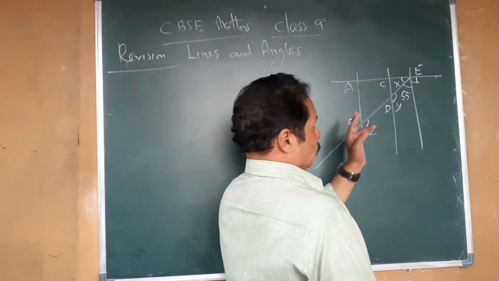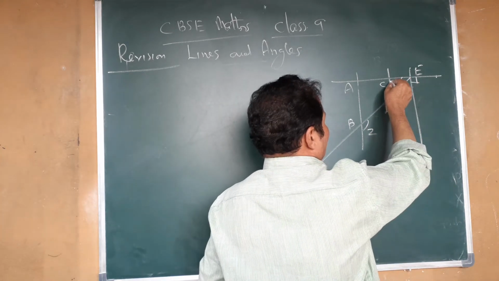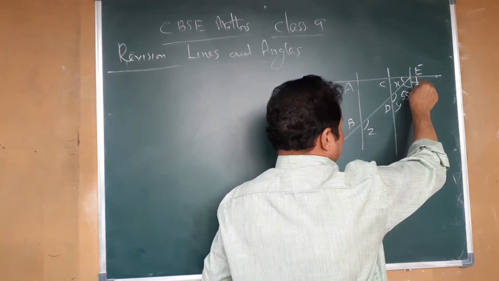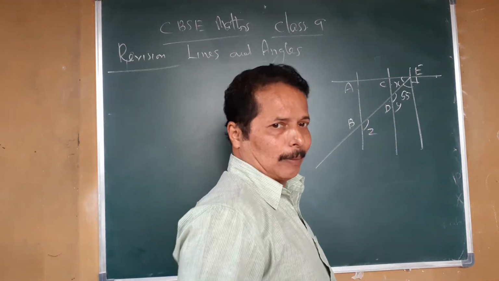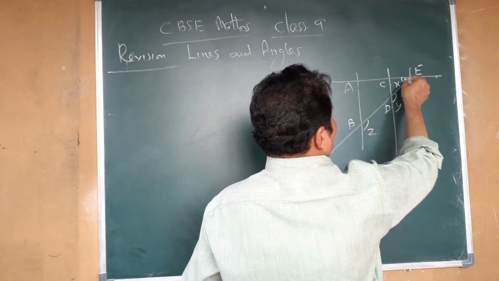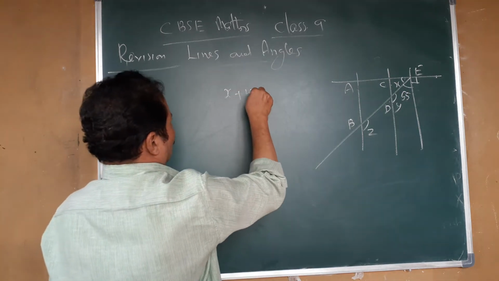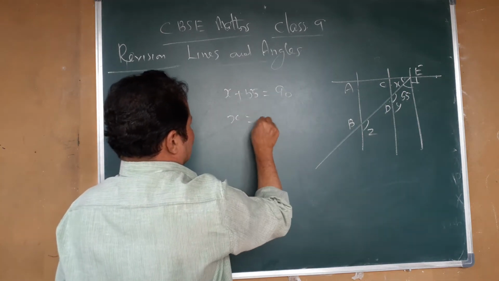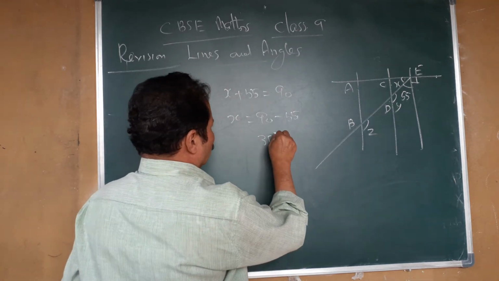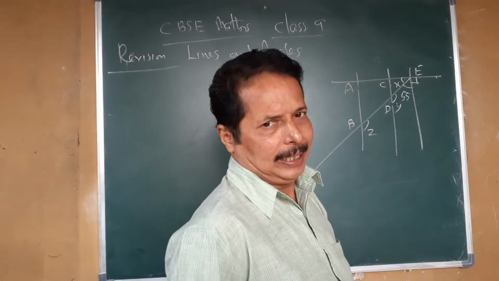Look at the three lines are parallel, here it is perpendicular, means these angles are perpendicular. Angle E, angle C, angle A, all of them are perpendicular. And the total angle is 90 degrees. X plus 55 equals 90 degrees. So X is equal to 90 minus 55. That's equal to 35 degrees. So one of the answers is 35 degrees.